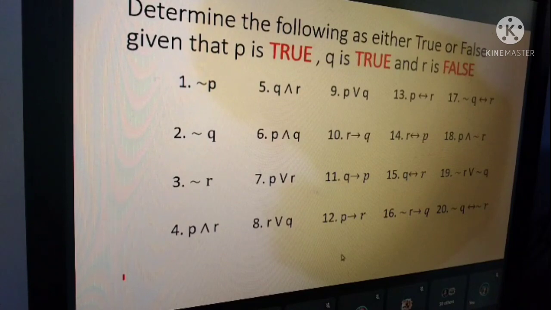So, here, tingnan natin kung ano ang decision natin dito. Determine the following is either true or false given that P is true, Q is true, and R is false. So, dito, sinabi ang P is true. Kung P is true at ninegate mo yung true, magiging false siya. Okay? Kung ang Q ay true, tapos ninegate mo ang true, magiging false. Kung ang R is false at ninegate mo ang false, magiging true siya. Number 4, P and R. Ang sabi natin sa AND, parehong true. Pero pag mayroong isang false, hindi na siya totoo. Okay?